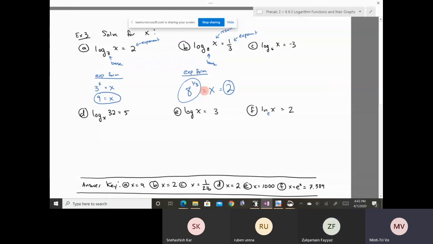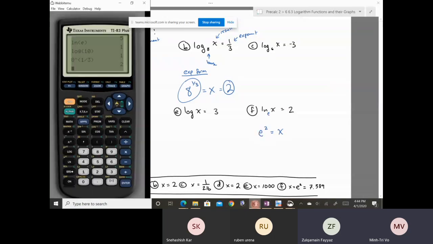So we just follow what we did here, right? When you write it out, it's the base raised to this power, and then e to the second power is equal to x. Because the base is e, now you have to use the calculator to calculate e raised to the second power.